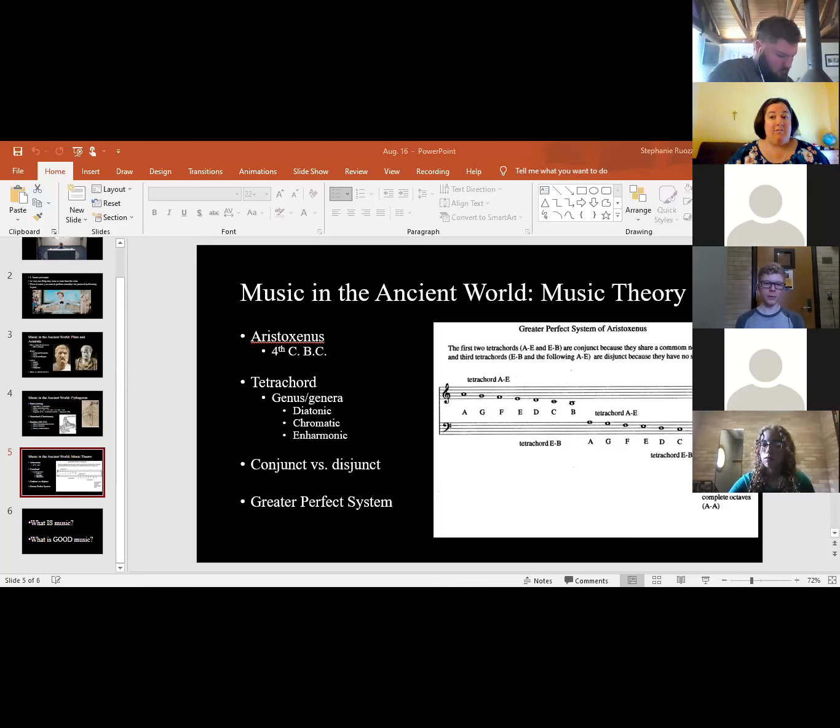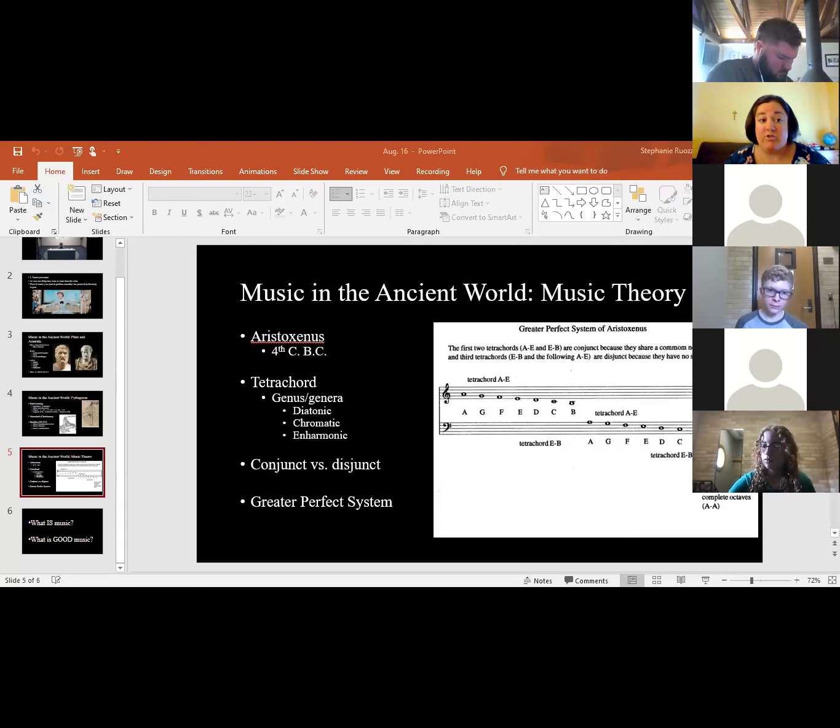Now remember what Aristotle believed about music. It should be an educational tool to influence the mind. The ethos of the music should act on our minds properly. So that's the position from which Aristoxenus is approaching all music theory. And what Aristoxenus explains for us is this principle of the tetrachord.